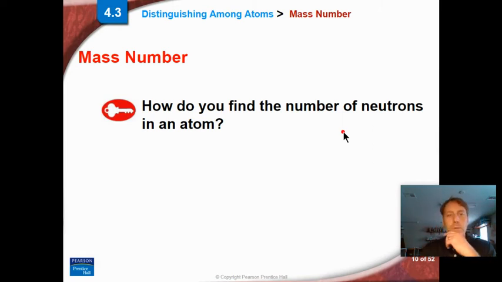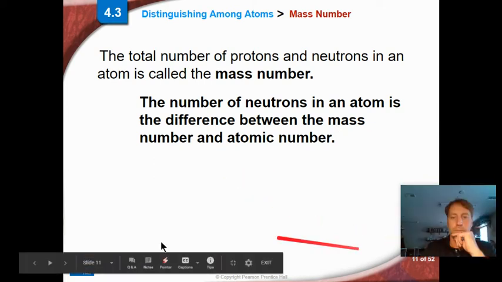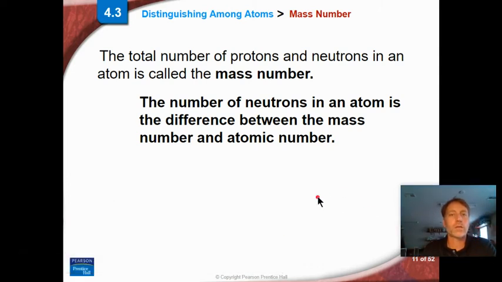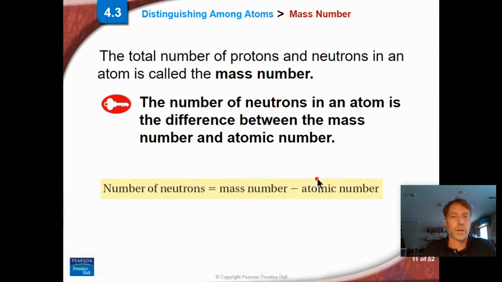The mass number is the number of protons plus the number of neutrons. Okay, so we know the number of protons from the atomic number. The number of neutrons is going to be the mass number minus the number of protons. Okay, so the number of neutrons is the mass number minus the atomic number.